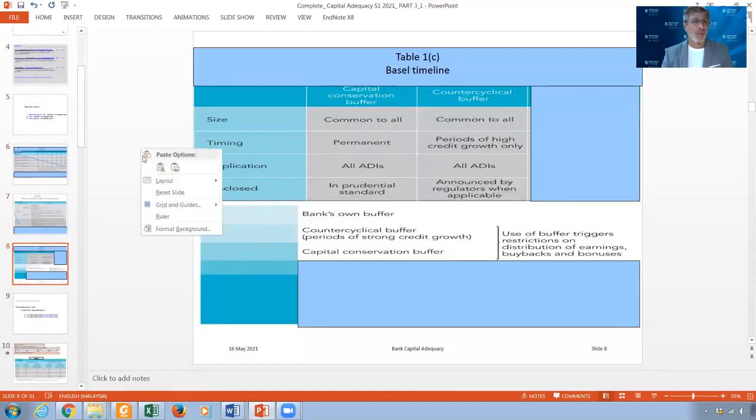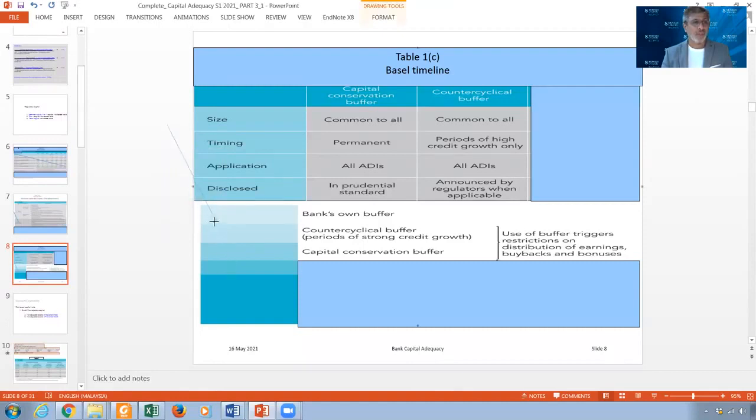Okay, just for the sake of information again, if we want to know the buffers, we have two types of buffers. One already started in 2016, which is what we call the capital conservation buffer, which is 2.5%. The size is common to all, and it is permanent and applies to all financial institutions. According to Australia, it is required and mentioned in one of these APS, which is Australian Prudential Standards. So it's already disclosed and it's already common. Now we are talking about Australia, but you can apply it to Malaysia, to anywhere. It's already in effect, and everybody knows it, the financial institutions and the regulators, and it's permanent.